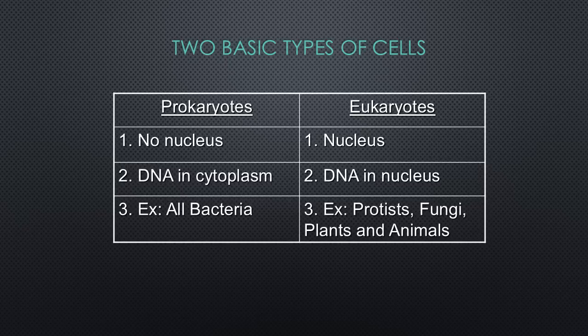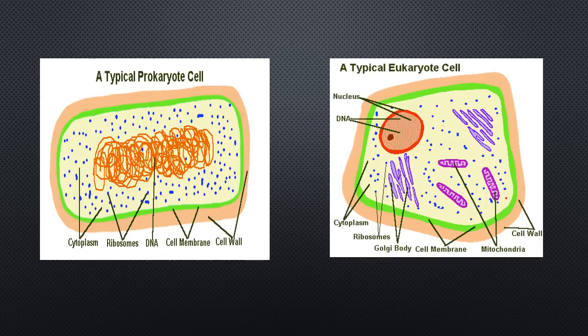Examples of prokaryotes are all types of bacteria, and examples of eukaryotes are protists, different kinds of fungi, plants, and animals. Notice protists are eukaryotes. Protists are single-celled organisms. They're made up of just one cell. However, they do have a nucleus. So they do not fall under the prokaryote definition, even though they're a very, very simple form of life.